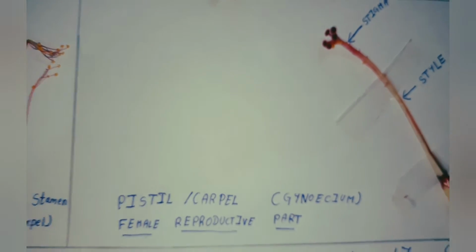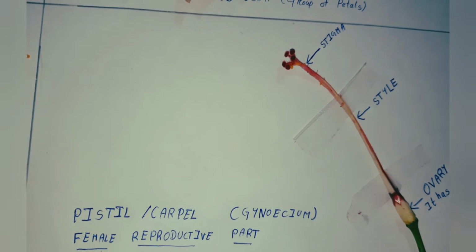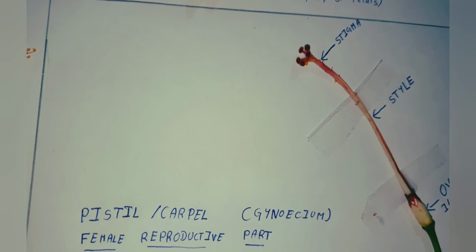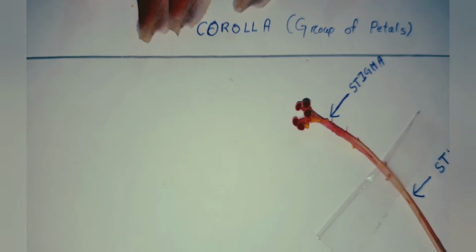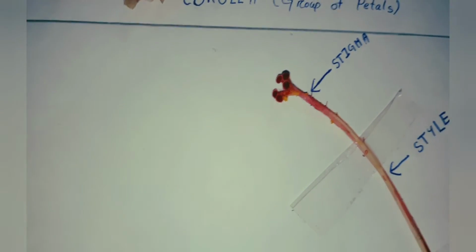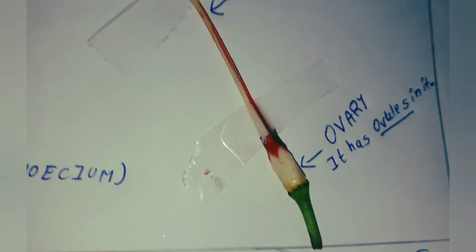Now, let's come to the female reproductive part of a flower. What is it? It's the pistil or the carpel, which is also known as the gynoecium. Yes, it is known as the gynoecium. This female reproductive part of a flower, the pistil or the carpel, has three main parts: the stigma, the style, and at last the ovary.